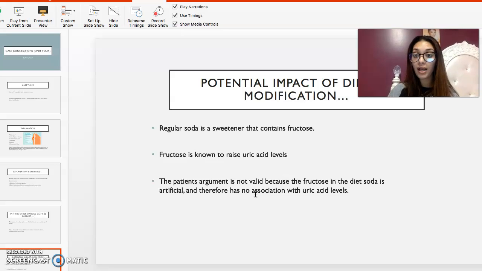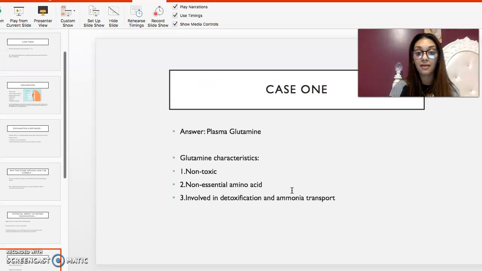So therefore, this patient's argument for switching from diet soda to regular soda does not in fact fit his argument, and he does not make a valid argument because there is no association with the uric acid levels, and these artificial sugars do not have anything to do with the uric acid.